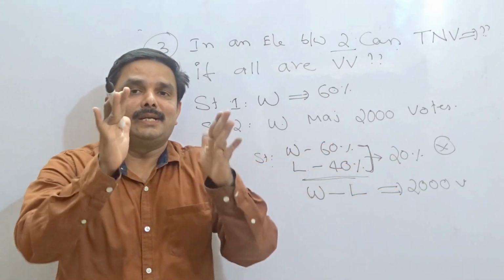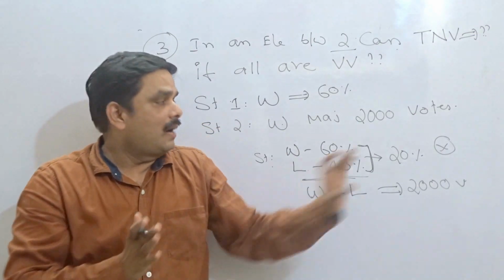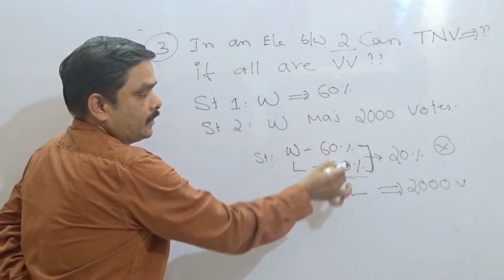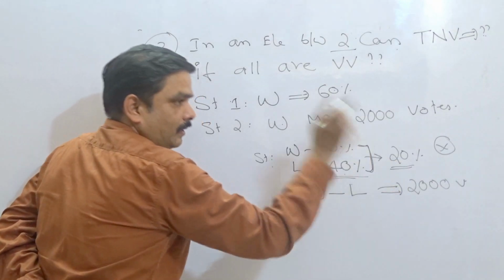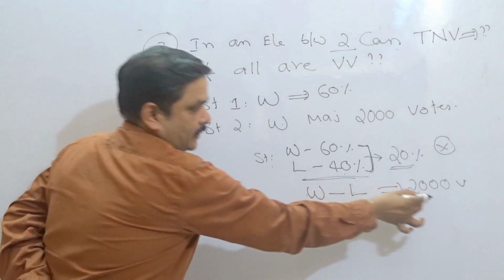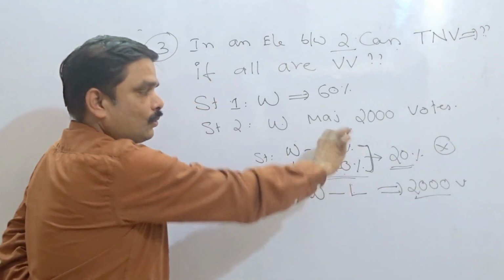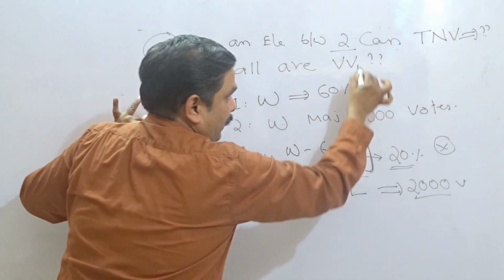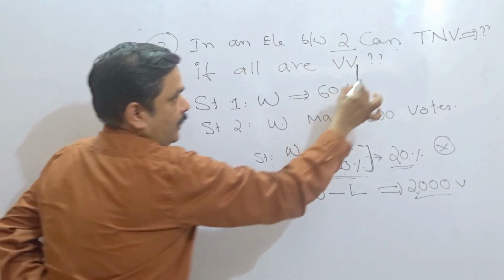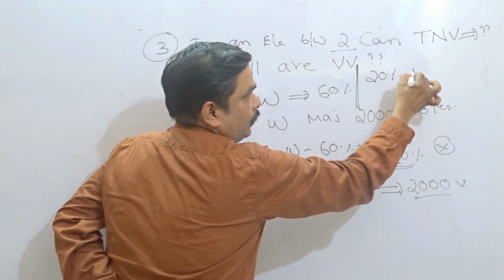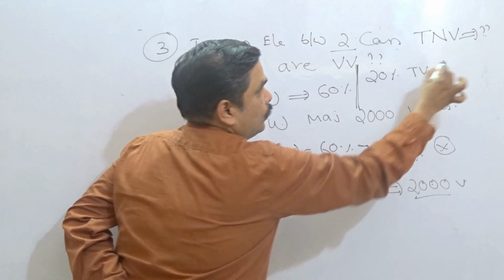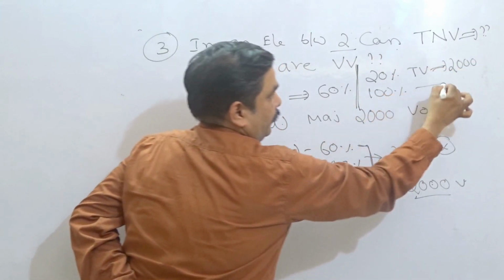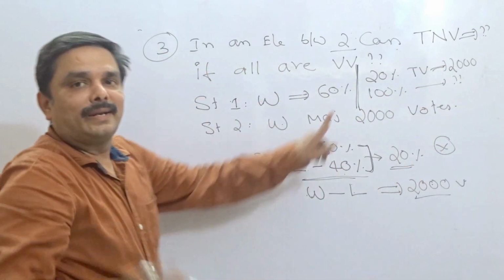In this case, I need to combine these two. After combining these two, I can definitely conclude in this way. Percentage wise, the difference is 20%. Then votes wise, the difference is 2000. In both cases the total number of votes is the same. My direct unitary equation, which I am writing here, is: when 20% of the total votes is equal to 2000, what is 100% of votes? I can get the answer.